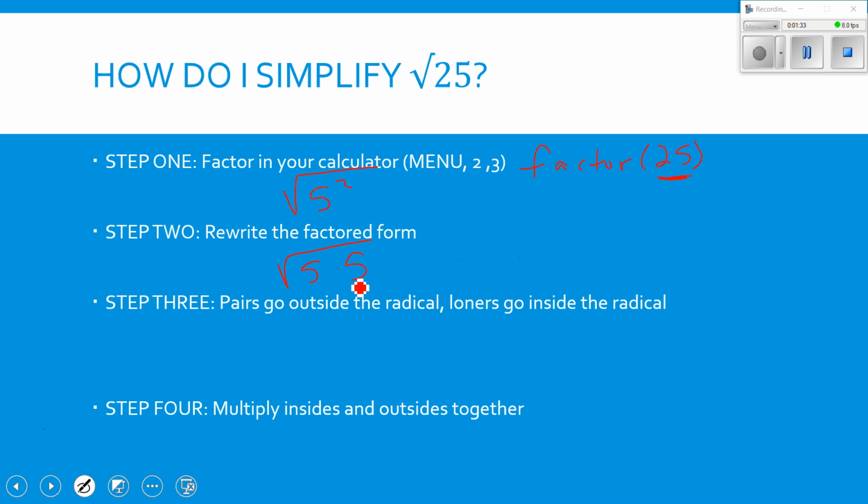Now is the simplifying part. What you do is you circle anything that is there as a pair, anything that's there twice. Fancy way of saying it is that your pair goes outside the radical, loners go inside the radical. But a good way to remember it is, let's say you get married, well, you're going to leave the house and leave as one unit. So this turns into 5, and there's nothing left inside, so that radical goes away, and the answer is just 5.